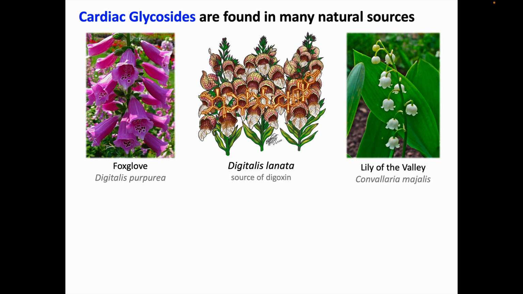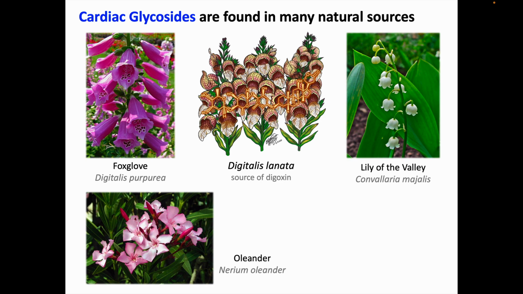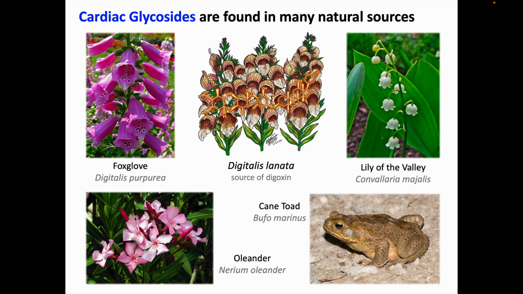Lily of the Valley also has cardiac glycosides, as well as oleander. And I've already alluded to the fact that there are animal sources of bufadienolides, such as Bufo marinus, the cane toad. But all sorts of animals produce bufadienolides, including humans, and there are some medical conditions where these endogenous, digoxin-like immunoreactive substances play a role.